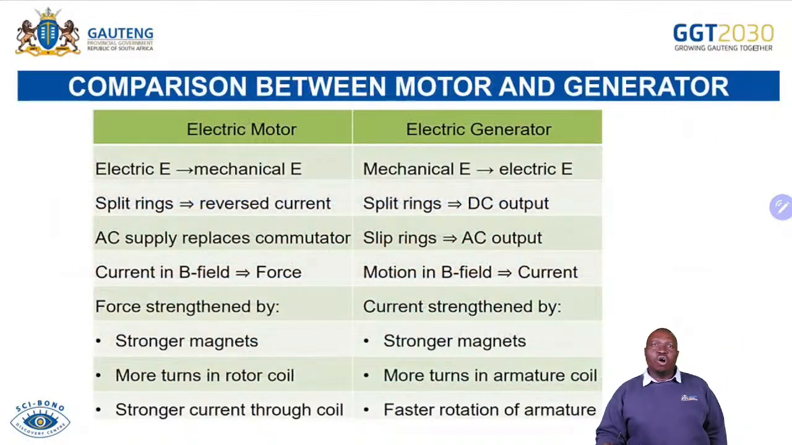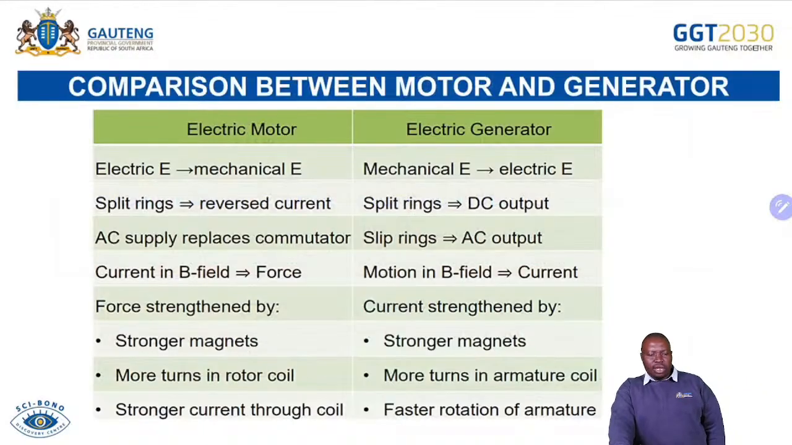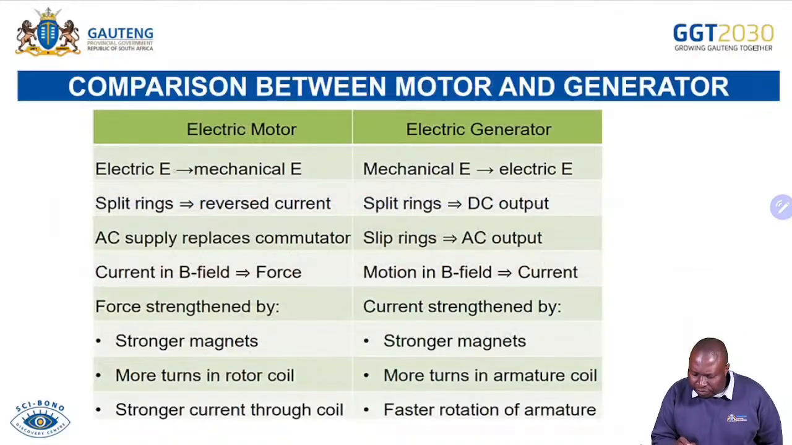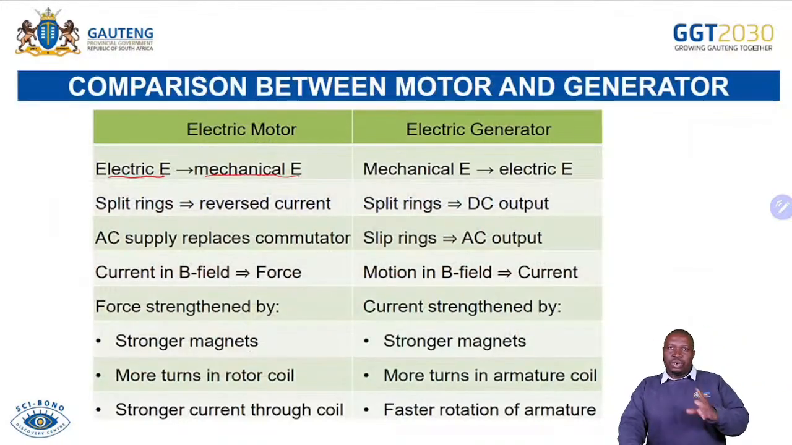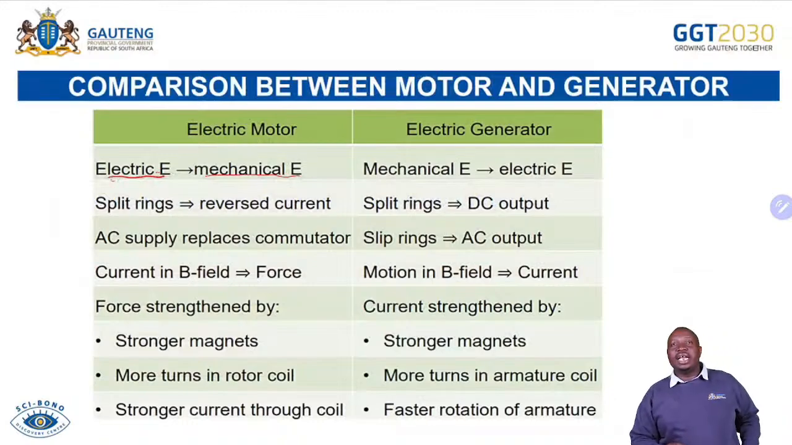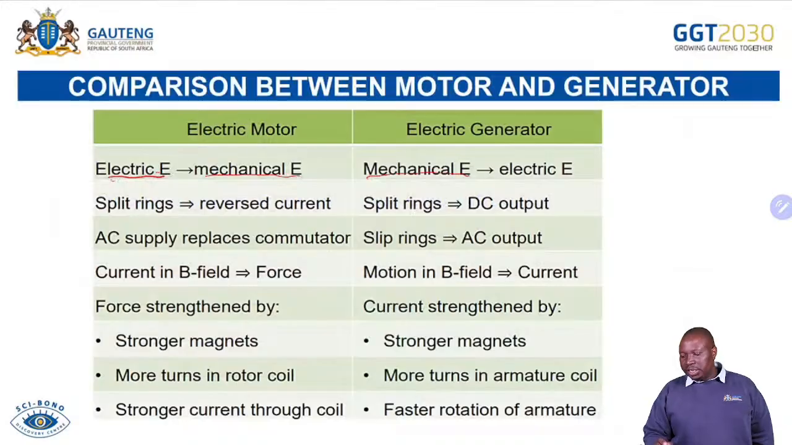And then let's look at the comparison between your motor and your generator. A motor is always from electrical energy to mechanical energy. Always when we're writing in our exams, write in full, because in the exam room we want to see electrical energy to mechanical energy. In a motor, energy is converted from electrical energy to mechanical energy. And when it comes to the generator, energy is converted from mechanical energy to electrical energy.